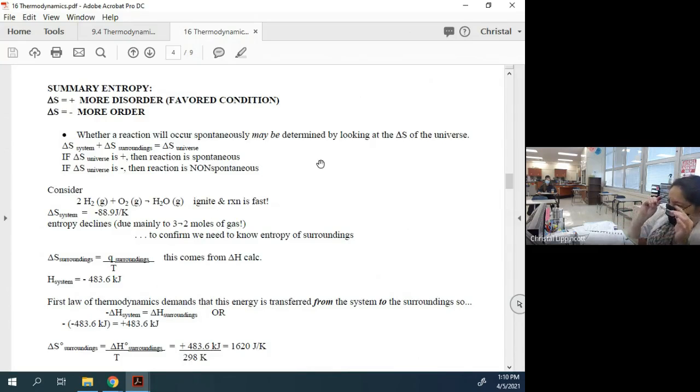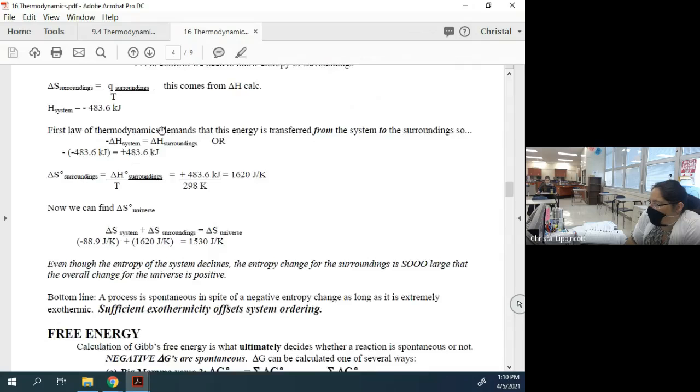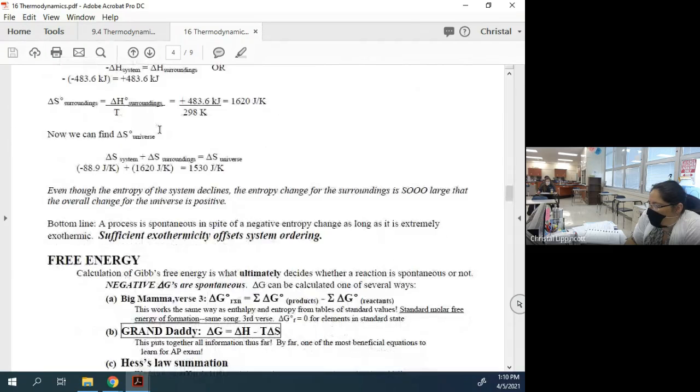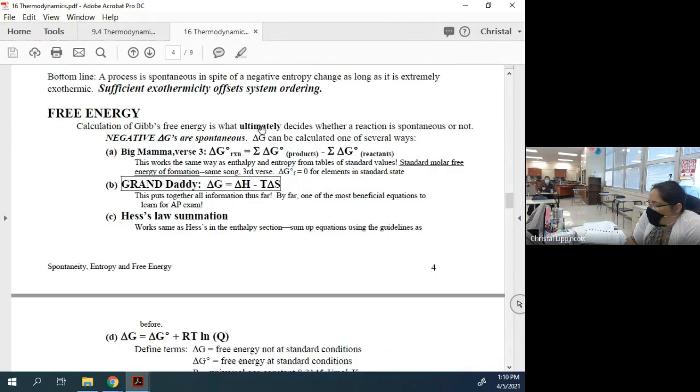Okay. So we look at here, if we were looking at just entropy and we were looking at the universe, positive is spontaneous, negative is non-spontaneous. So entropy declines whenever, and you can see that. You can look at the moles of gas here, 3 to 1. So we've gone down with that. And then we talked about this free energy here, okay? And calculation of Gibbs free energy ultimately decides whether the reaction is thermodynamically favorable or not, okay?